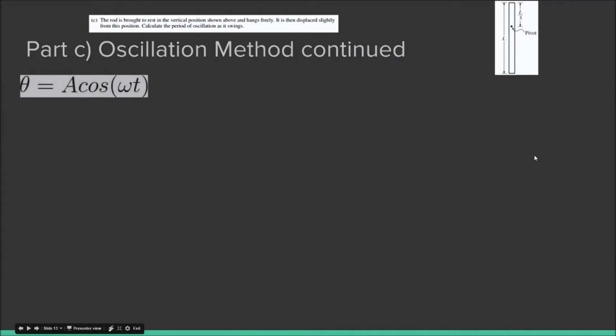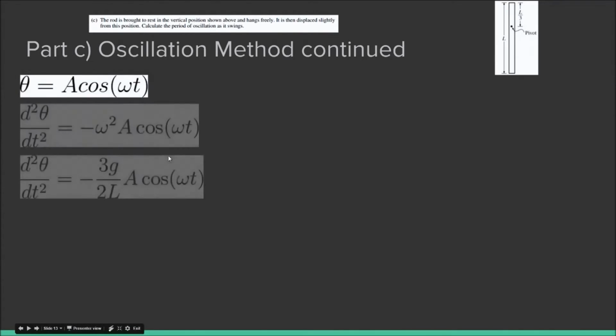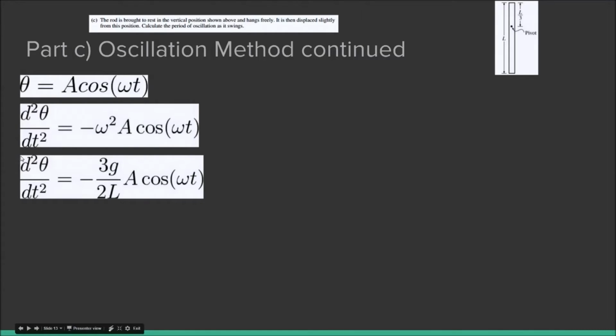Now we continue, and here I wrote this equation back out on this second slide. We also know that the second derivative of position, which we take from this position equation right here from the equation sheet, and we derive it 2 times using chain rule, is equal to negative omega squared times A cosine omega t. We also know that the second derivative of the position is equal to negative 3g over 2L A cosine omega t from the previous slide.